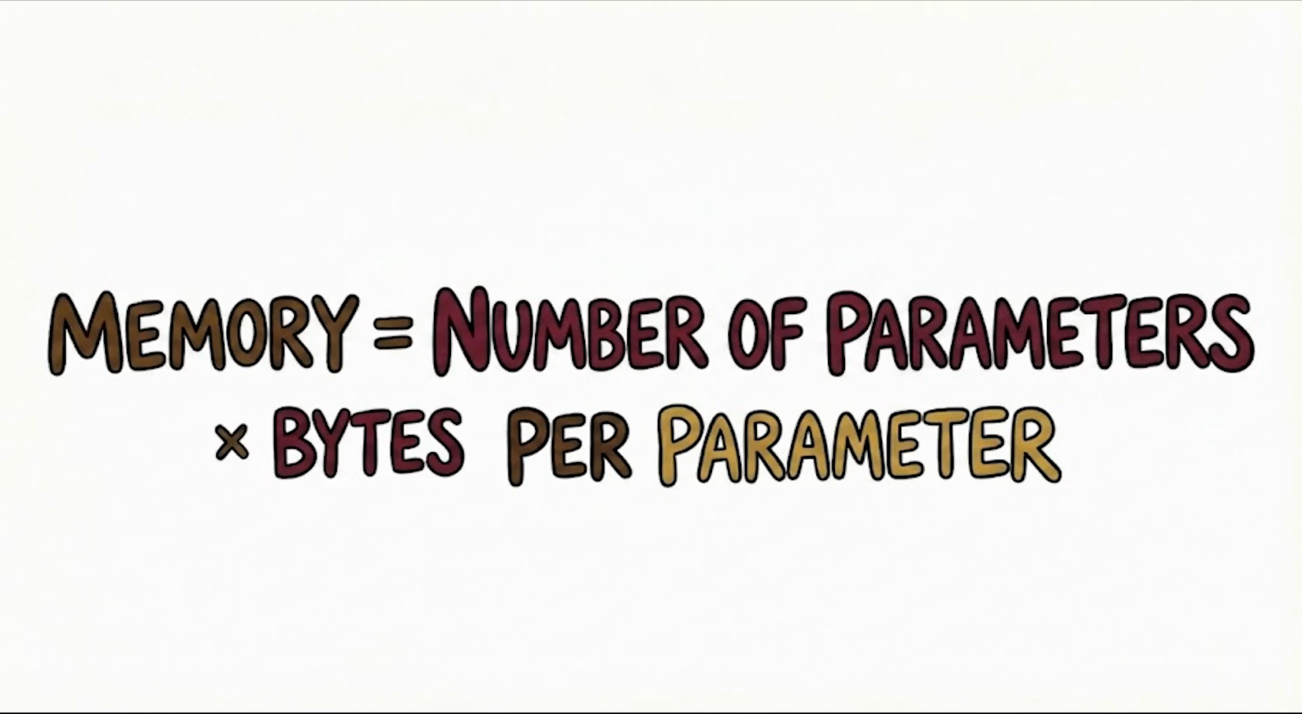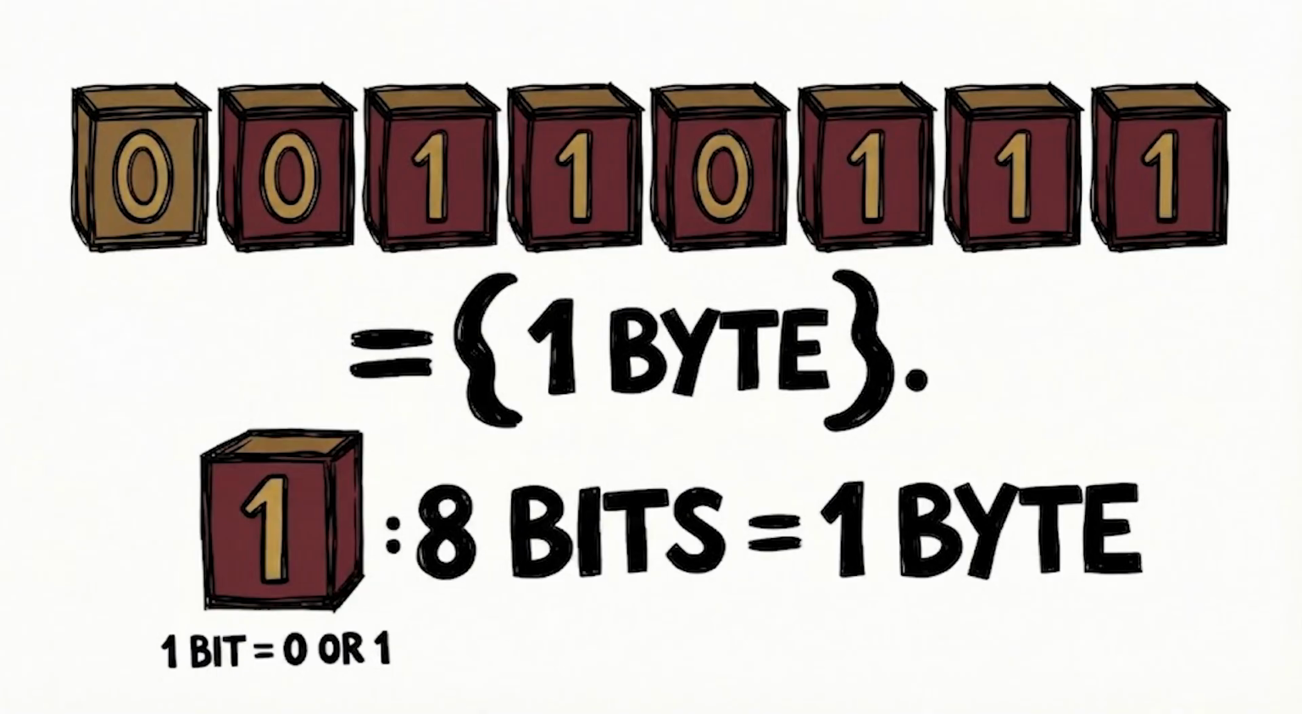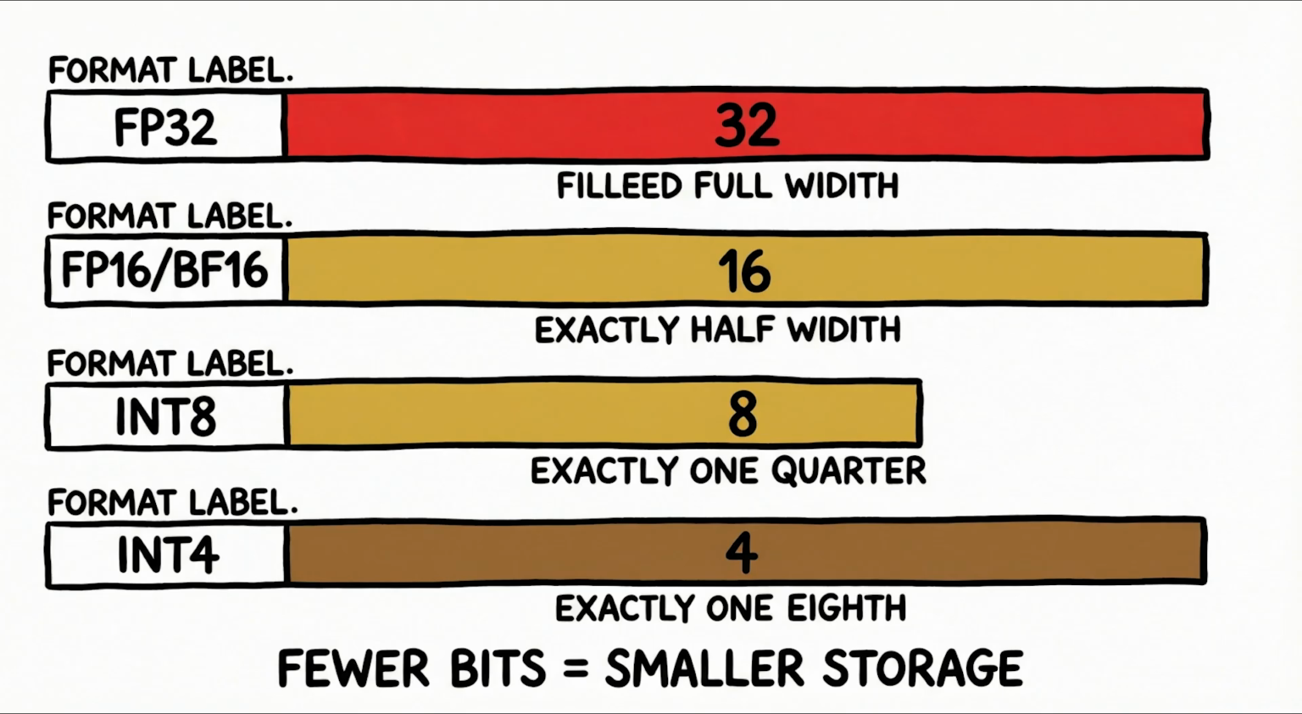But what exactly do we mean by bytes per parameter? Computers store data using bits, where a single bit can represent only a 0 or a 1. 8 bits make 1 byte, which is the basic unit used to measure memory. Different numerical formats use different numbers of bits to store each parameter. FP32 uses 32 bits per parameter. FP16 and BF16 use 16 bits. Int8 uses 8 bits. Int4 uses 4 bits.